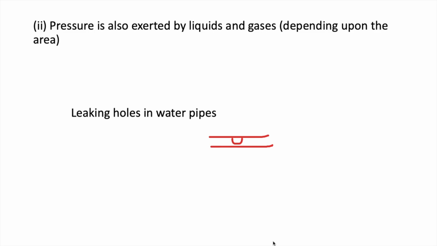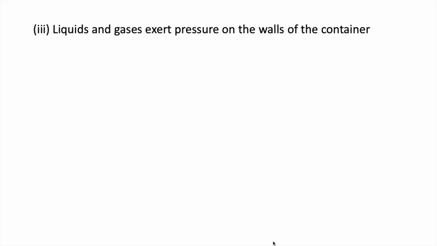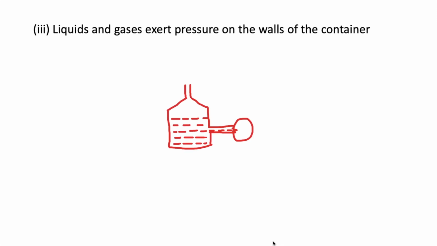Next property is liquids and gases exert pressure on the walls of the container. For this, we will do a wall activity in which we will take a beaker with an opening on its side, insert one end of the tube into its side and cover the other end with a balloon and secure it with a rubber band. Fill in the water in the beaker.